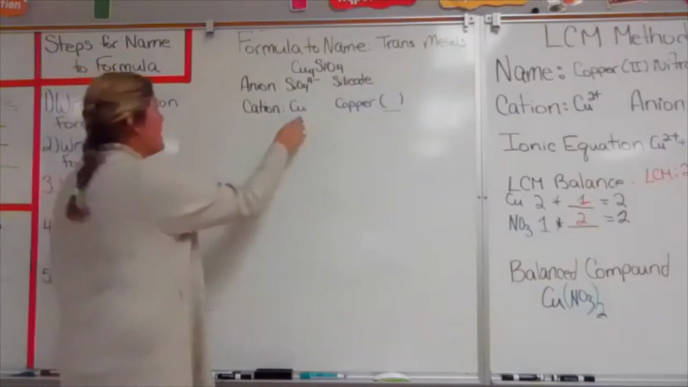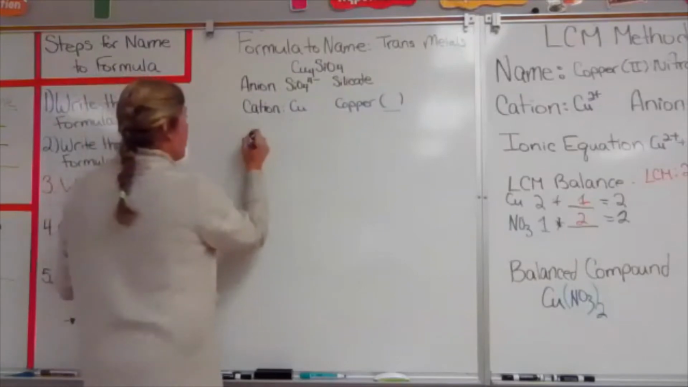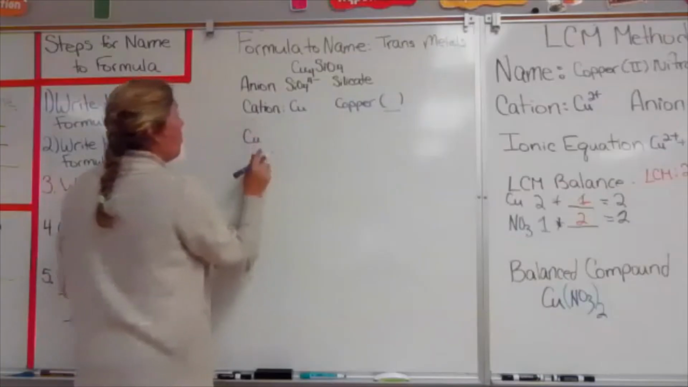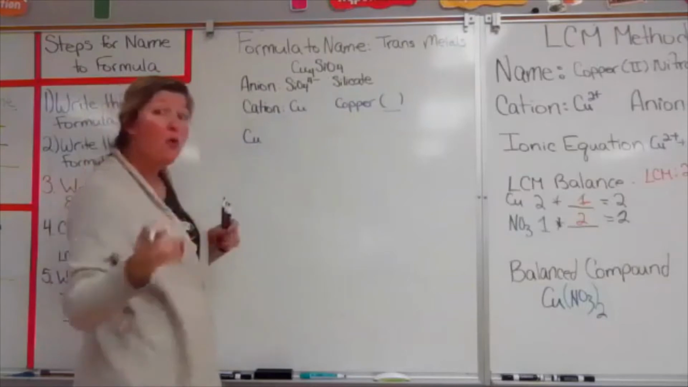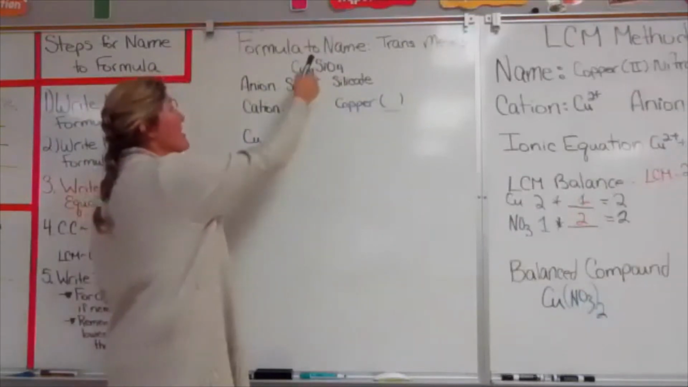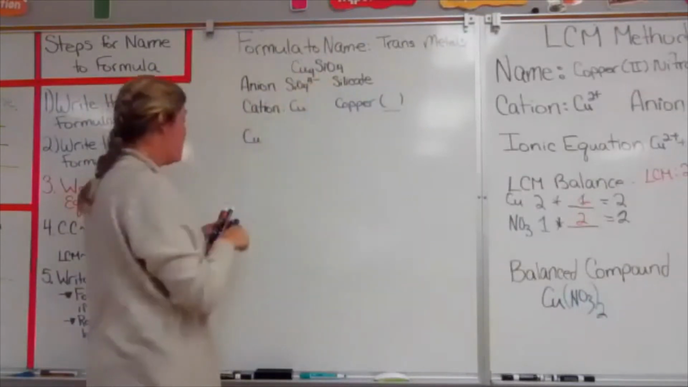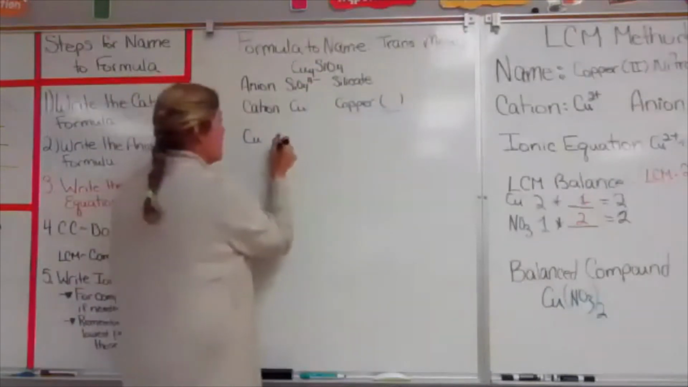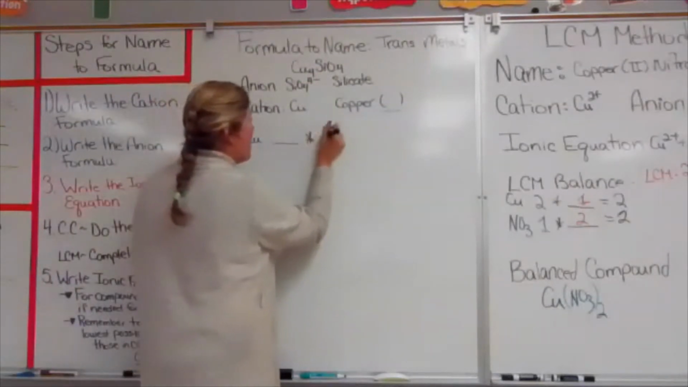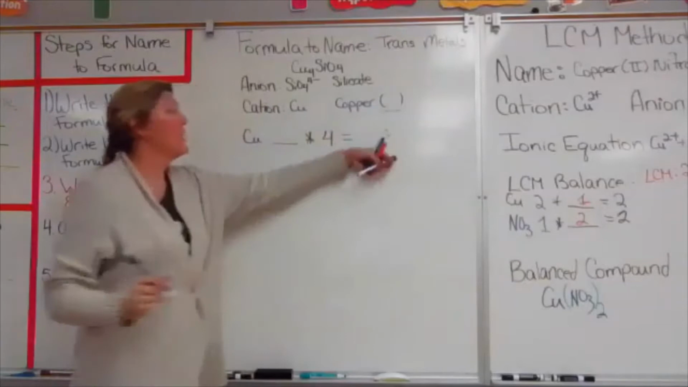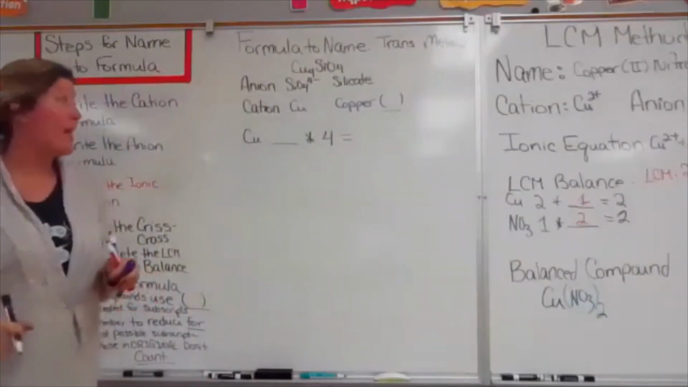Now I'm going to pull down my Cu. So I'm going to write Cu. We don't know the charge yet, but we know there's 4 of them because of this subscript next to Cu. So we can do this, something times 4 is going to equal something. We don't know that LCM yet.